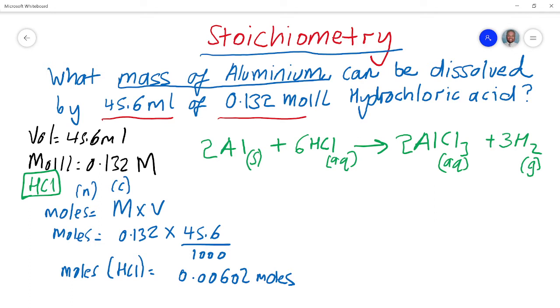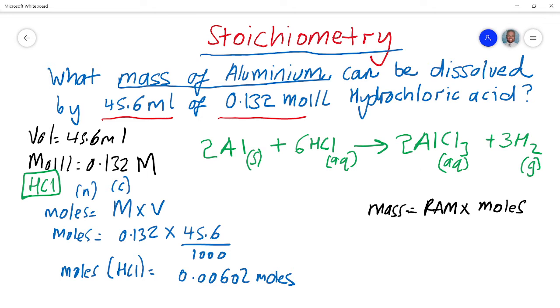From the previous basic equations, I'll just write this down here. We know that mass is relative atomic mass times the number of moles. I'm using relative atomic mass because we're looking at aluminium. If this was aluminium chloride, then in place of RAM, I would put RMM, which is relative molecular mass.